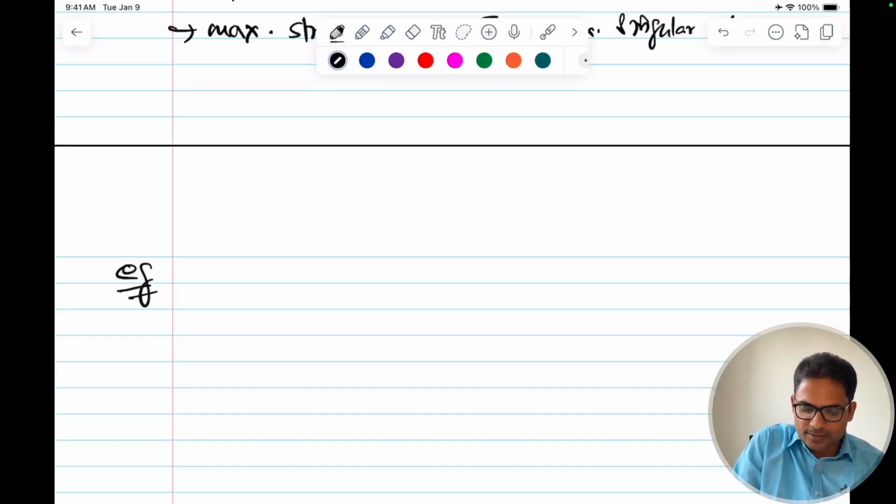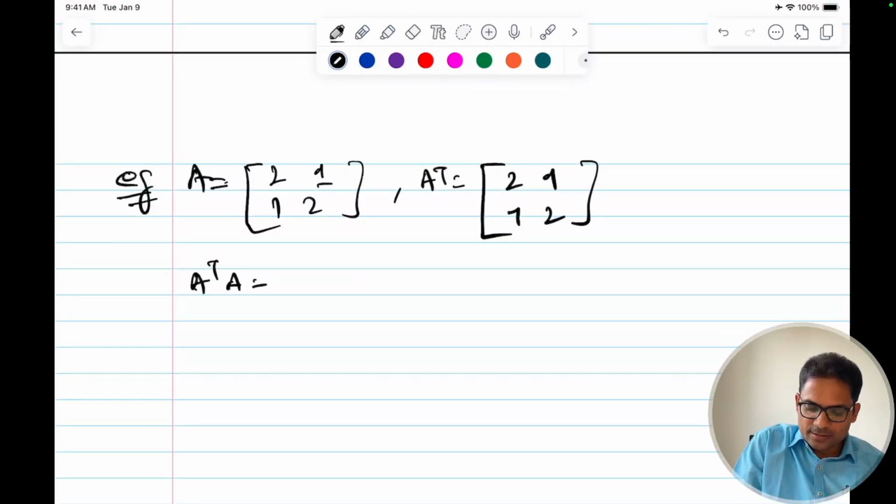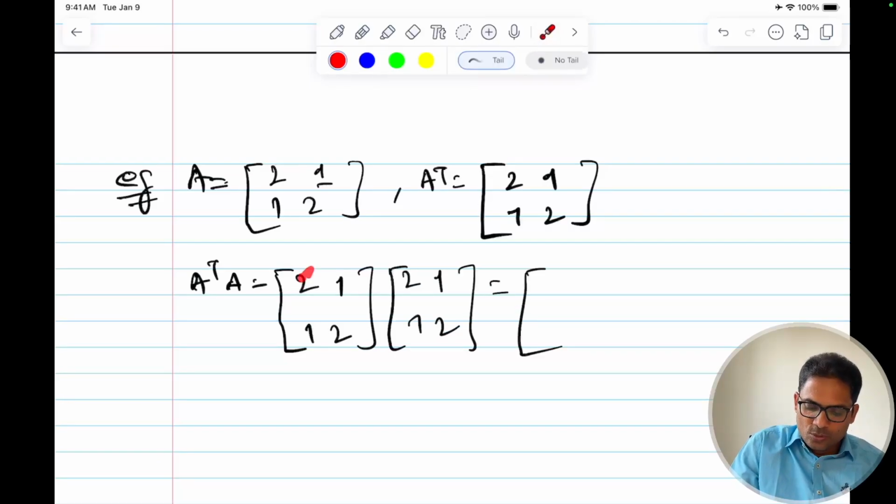For example, my matrix A is equal to 2 1 1 2. My A transpose will be the same, since this is symmetric, so it will be 2 1 1 2 only. So what will be my A transpose A? This will be 2 1 1 2 into 2 1 1 2. 2 into 2 is 4 plus 1 into 1, so this becomes 5. Then 2 into 1 is 2 plus 1 into 2 is 2, so this becomes 4. This is symmetric, so the other off-diagonal entry will also be 4, and this will be your 5 4 4 5.